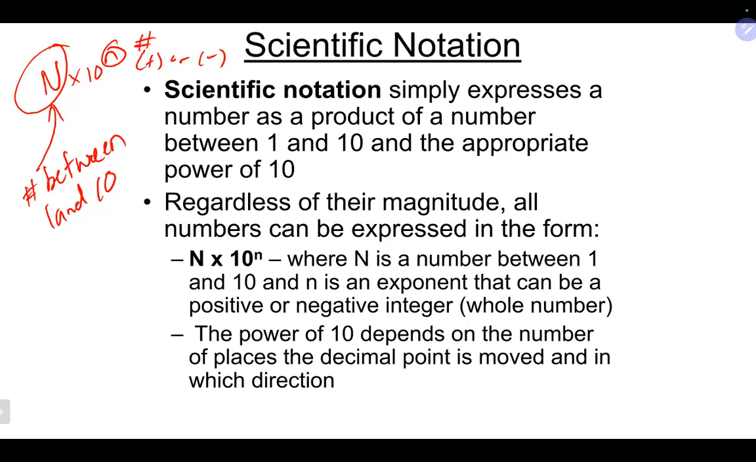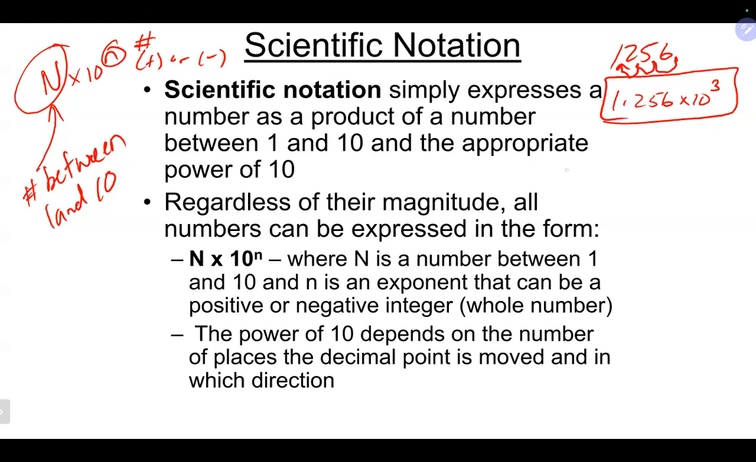If I had 1256, I would take the decimal point, which would be assumed here, and go 1 place, 2 places, 3 places to the left. And that would give me 1.256 times 10 to the 3. And that would be proper scientific notation.